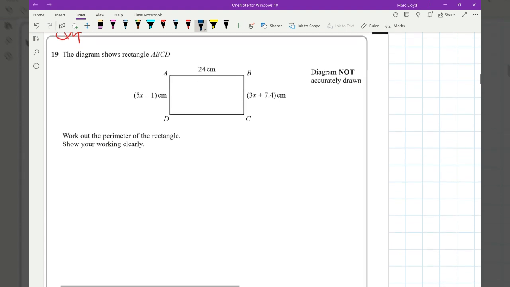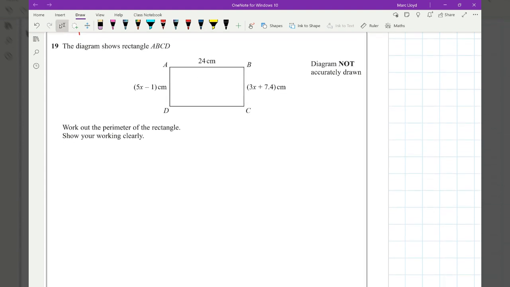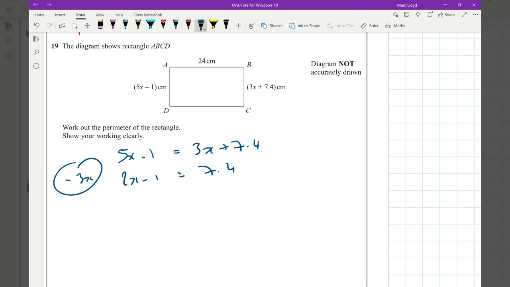Question 4. Diagram shows a rectangle. Work out the perimeter. Because it's a rectangle, 5x minus 1 is going to be equal to 3x plus 7.4. First step, take away 3x. We've got 2x, take away 1 equals 7.4. Going to add 1 now to get rid of that, 8.4. Then we're going to divide it by 2. And that will give us what x is, which is 4.2.